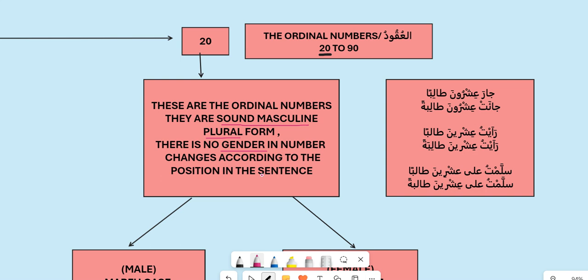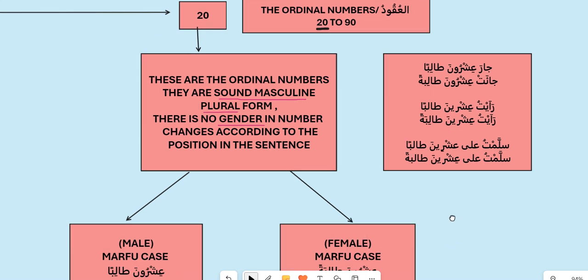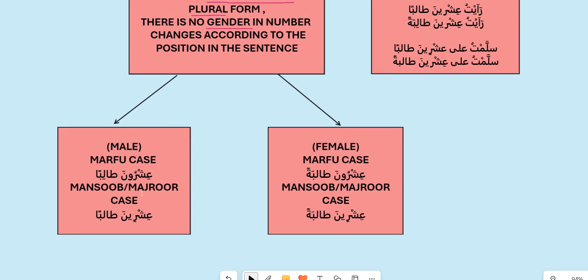In Marfu case, as you can see here, they show their position by adding letters. Just like in the dual case, you see the position of the noun by the letters alif wa noon and ya wa noon: alif wa noon in marfu case, ya wa noon in mansoob and majroor case. Likewise in Jama Muzakkar also, in marfu case you will see the waw wa noon here. What about in mansoob and majroor? You will see the ya wa noon.